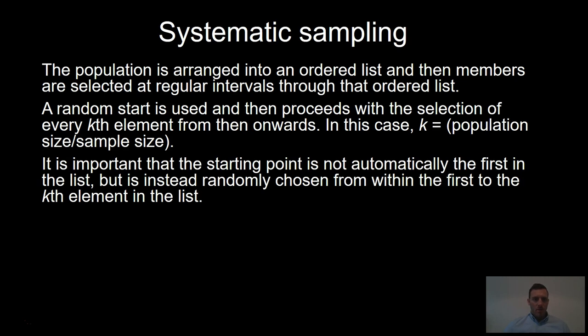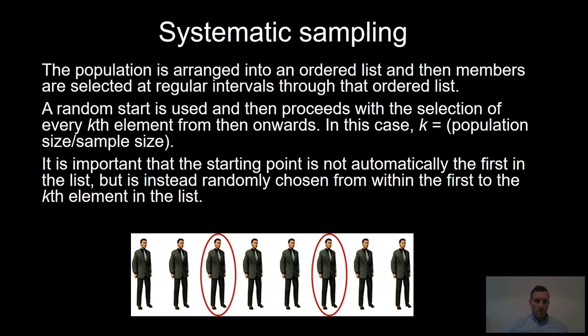It's important that the starting point is not the first person in the list, but is instead randomly chosen from within the first to the kth element in the list. A simple example would be to select every third name from the telephone directory, and every third sample, also referred to as sampling with a skip of 3.